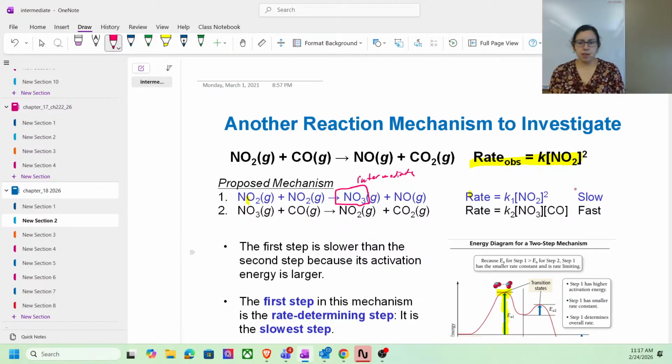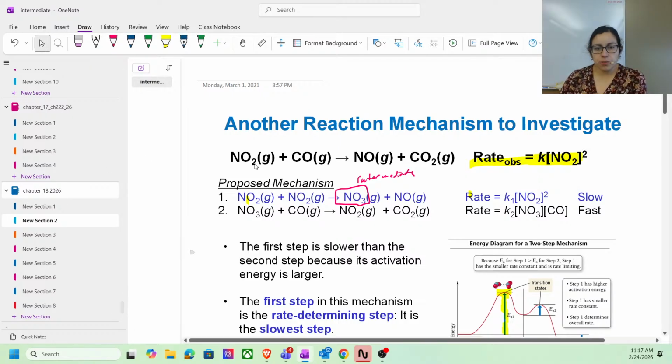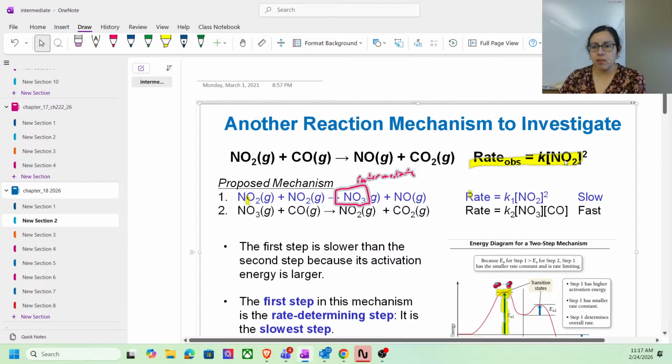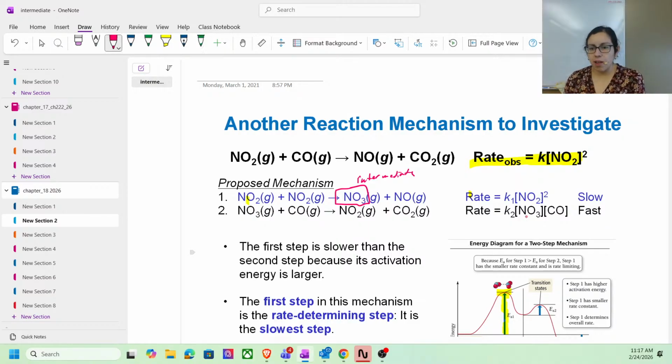So for this instance, it's pretty simple to see that our first step matches our observed rate law. And so everything makes sense. While we can write and quantify the second step, it is not part of our observed rate law.